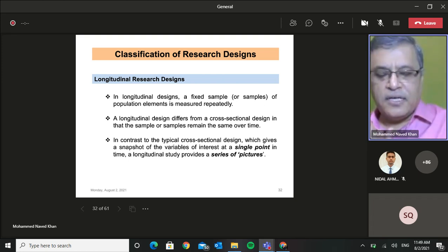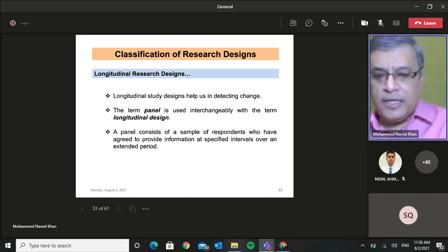Now, in case of cross-sectional design, let us again try to recall that it will give us a snapshot of the variables of interest at that point when the questionnaire was administered. Whereas longitudinal will give us a series of pictures. Again, try to relate it to the video mode that I discussed with you as far as your mobile cameras are concerned.